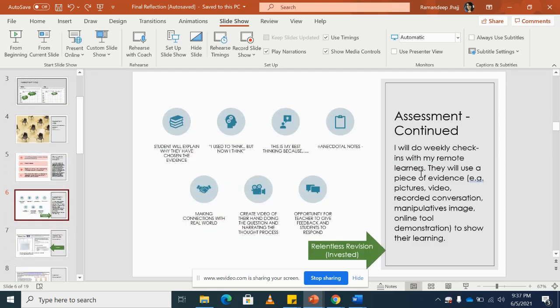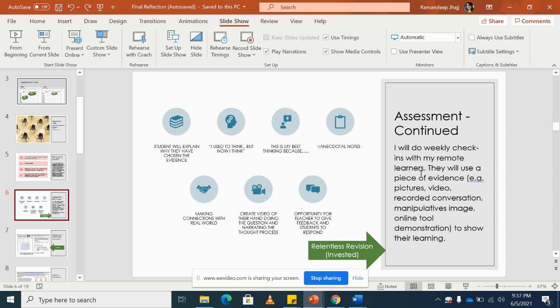So they will be creating a portfolio, and I will do weekly check-ins with my remote learners. They will use a piece of evidence. For example, they will show me a picture, a video, recorded conversation, manipulatives, image, or online tool demonstration to show their learning.